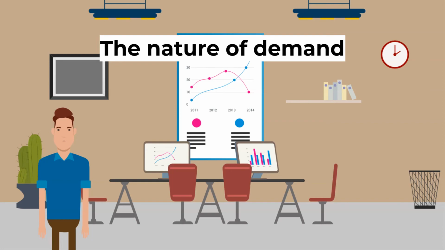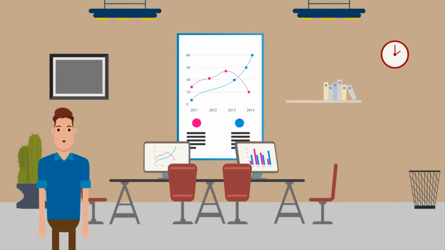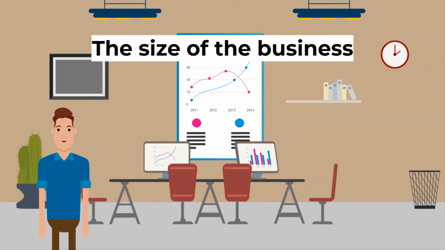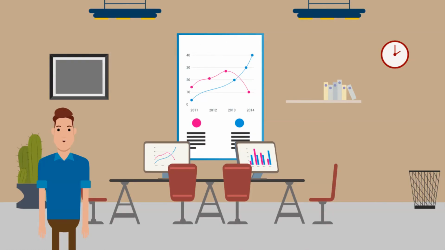The nature of demand. If there is a fair and steady demand for the product, it would be more suitable to run a production line for the product. For less frequent demand, batch and job will be appropriate. The size of the business. Small firms with little capital access will not produce using large automated production lines, but will use batch and job production.